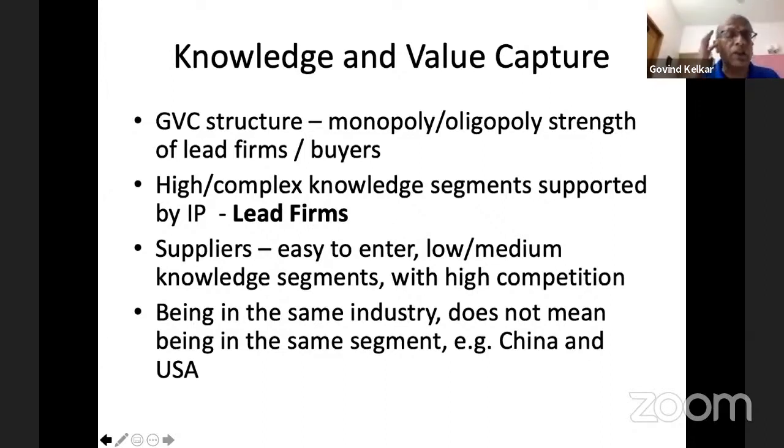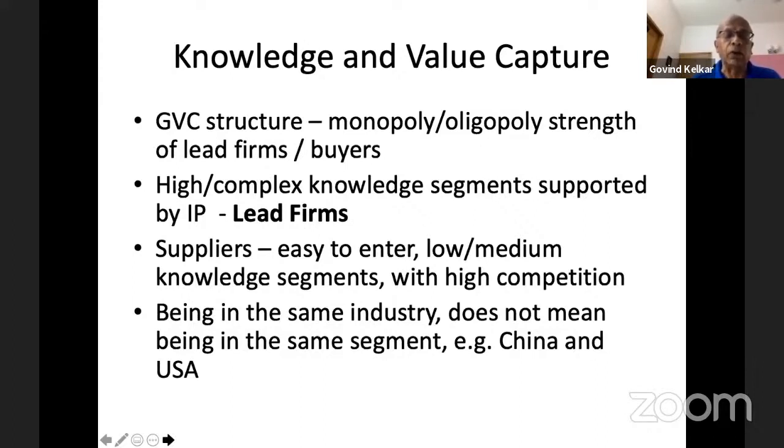Now, what this difference according to knowledge levels means is that if you're in the same industry, it doesn't mean that you're in the same segment. For instance, China has a very large industry of consumer electronics, including the manufacture of iPhones, iPads, etc. But are they in the same segment as the USA? As I mentioned, the USA mainly carries out the design of the product, and it is assembled in China. So these are two very different segments. The iPhone costs, say, how much does it now cost? Maybe 80, 90,000 rupees. Out of that 90,000 rupees, only 5,000 accrues in China as the cost of assembly. The rest of it is in the rest of the world.